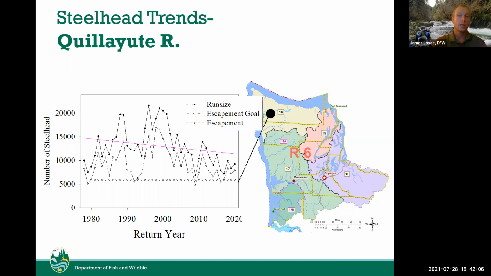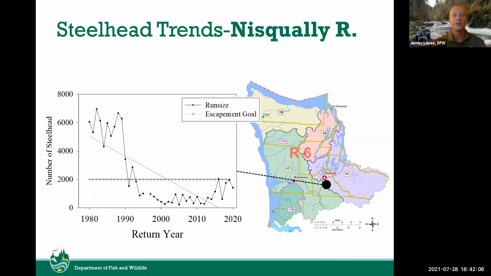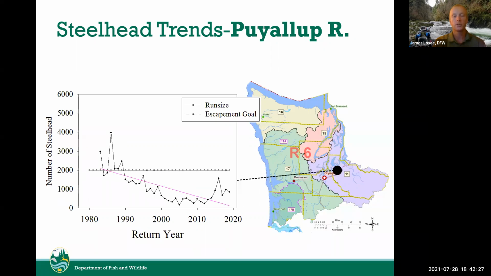And then I'm going to show a couple quick slides for the Puget Sound region, just as a reference point. This is the Nisqually River in deep South Puget Sound, a real negative trend there. And then this 1990s period where we saw this decline, we just didn't see that second peak for the Nisqually like we saw on the coast. So we're stuck in this really low abundance period. Real similar story with Puyallup River.